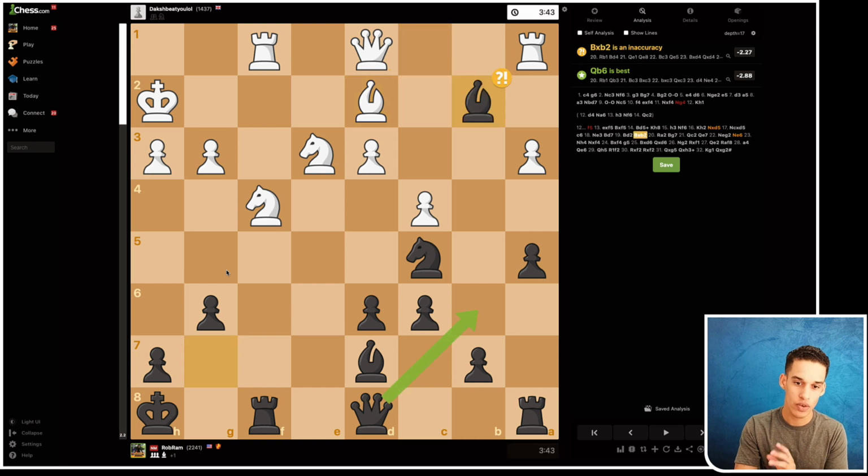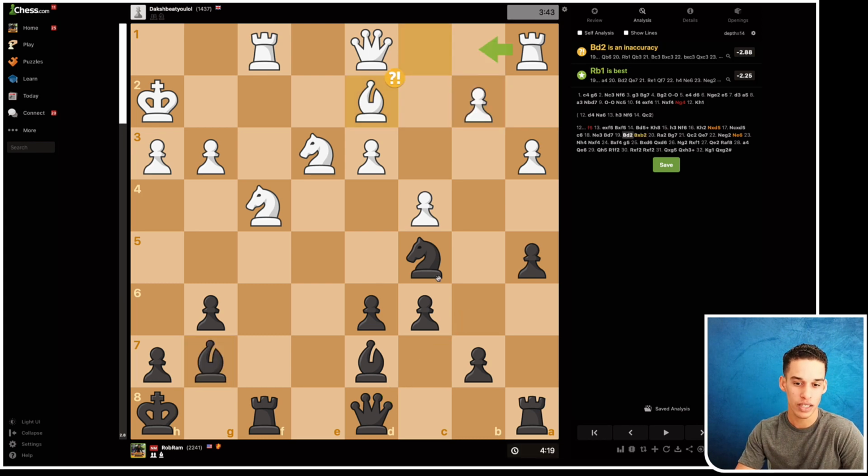Bishop d2, inaccuracy, taking the pawn. Look, not a good move. And that's something to keep in mind. Don't be greedy. Sometimes those pawns are just going to backfire on you, so keep that in mind. So taking the pawn maybe was not the best idea. Queen b6 seems to be better.